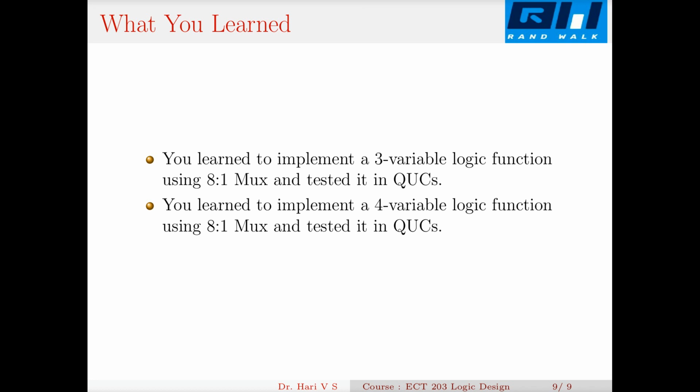There are 4 variables A, B, C, D. D is the least significant variable. So I partition the truth table around D, and I put the output Y as a function of D, so that the most significant variables A, B, C appear at the select lines, and D, my least significant one, or D complement appears at the data lines. This is how you implement a 4 variable function using an 8:1 multiplexer, and that is the end of this presentation. I thank you all.